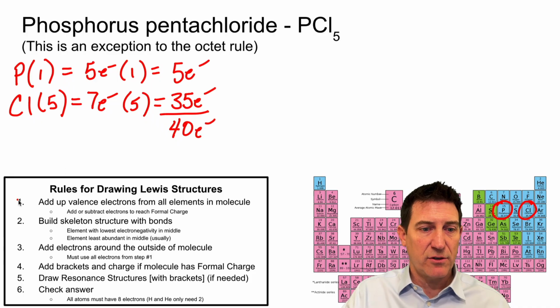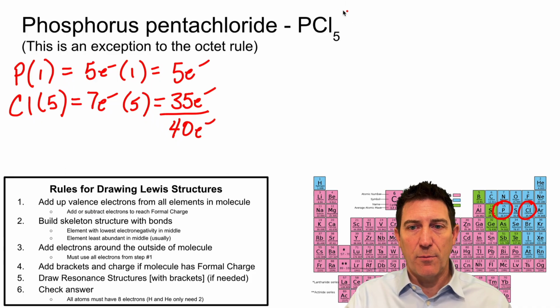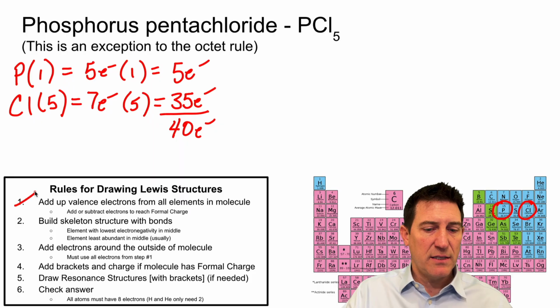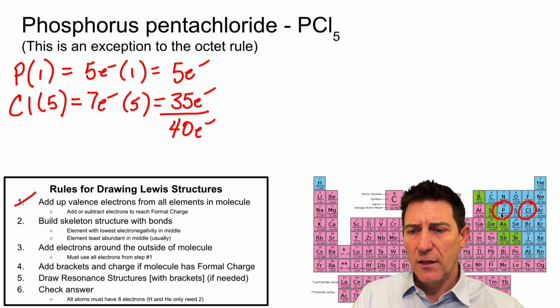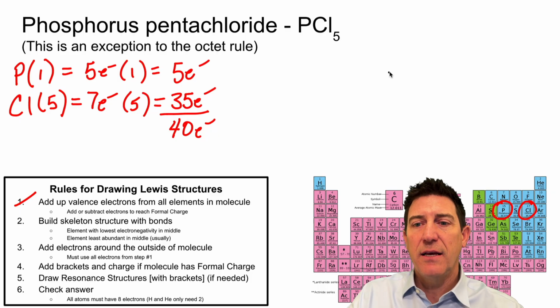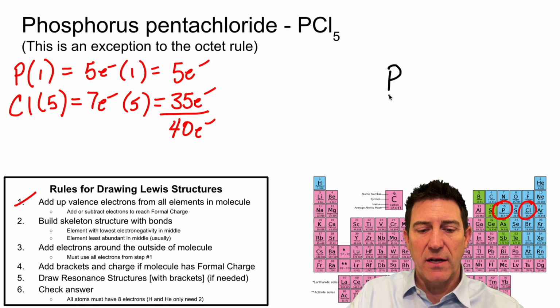Wow, there's a lot of electrons on this one. Does it have a formal charge? No. Let's build our skeleton structure. What's going to go in the center? Lowest electronegativity. Phosphorus is further away from this corner where everything has a high electronegativity, so it will be the center. Let me put our phosphorus there.